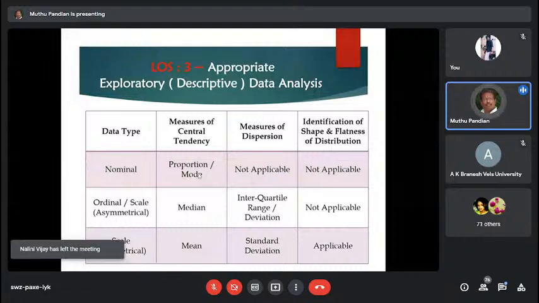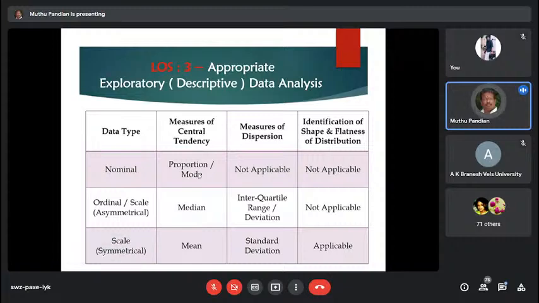Okay. Similarly, the ordinal data. Ordinal data means your categories are there. What is the category? Assistant professor, associate professor, professor. This is ordinal data, ordered data. So for this ordered data, you should not calculate the kurtosis and skewness. Understand? So when my data is scale data, then only I can calculate.